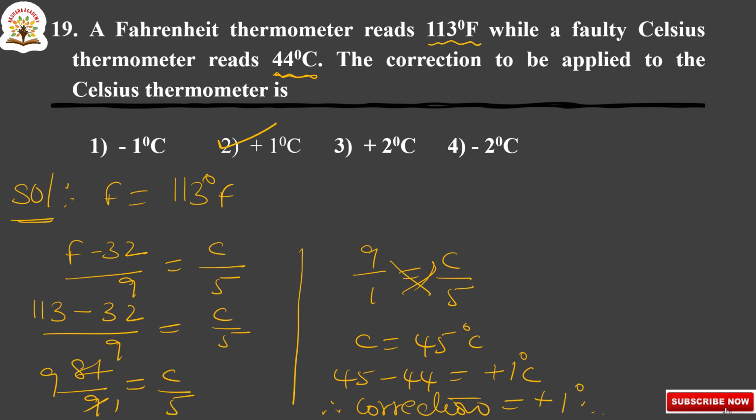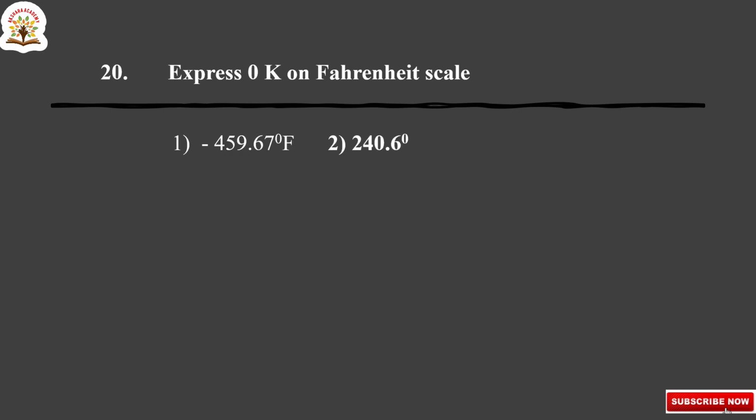Okay, next we will go to the next. Let us go to the next question. Express 0 Kelvin on Fahrenheit scale. Here they given the four options. First one is minus 459.67 degree Fahrenheit, then 240.6 degree Fahrenheit, and minus 320 degree Fahrenheit, and the last one is 373 degree Fahrenheit. Now let us go to the solution.